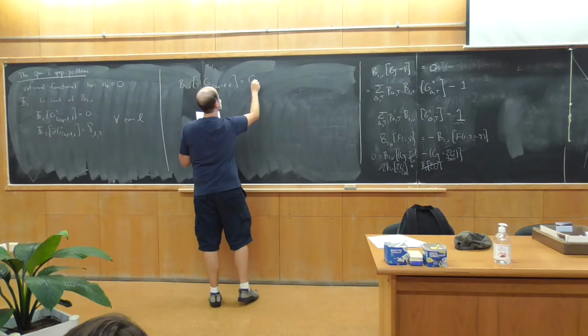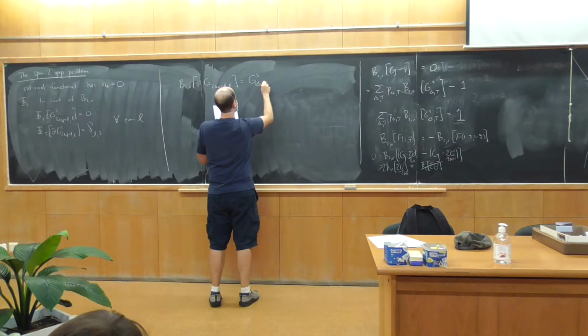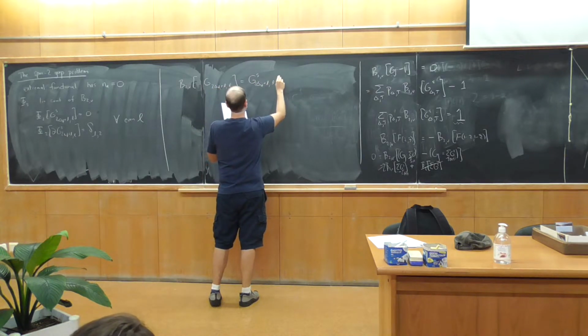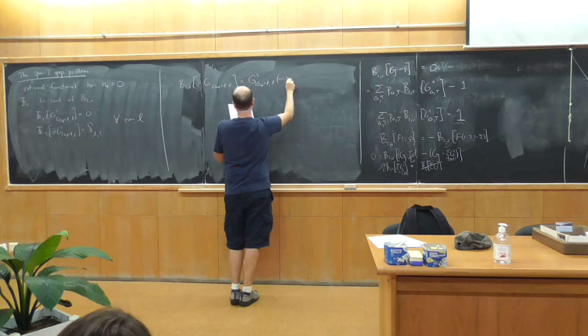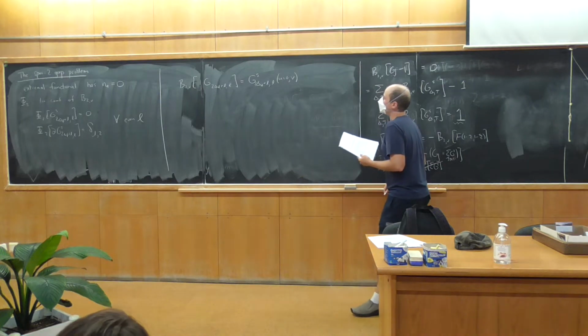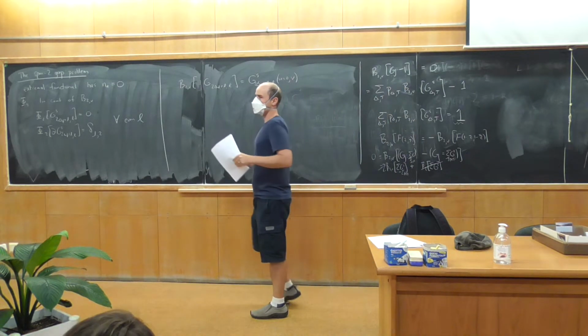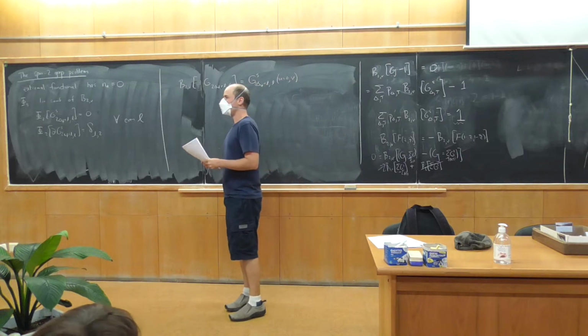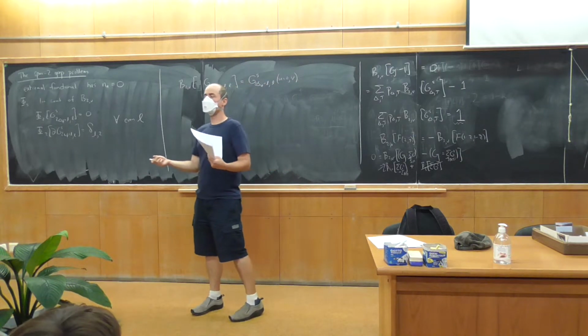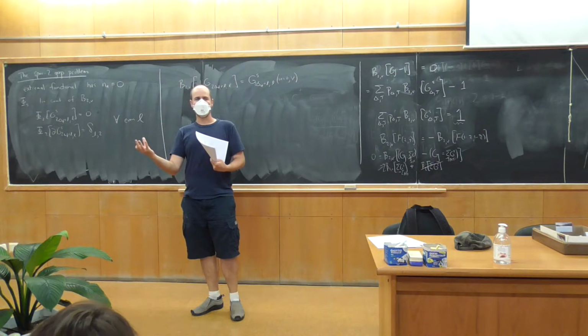So I claim that this is just equal to the value of the S-channel block at u equals 0 and v. So why is that? Well, it has to do with a calculation that we did a while ago. Remember that the double discontinuity applied to the OPE gives a delta function localized on the light cone at the double twist location.